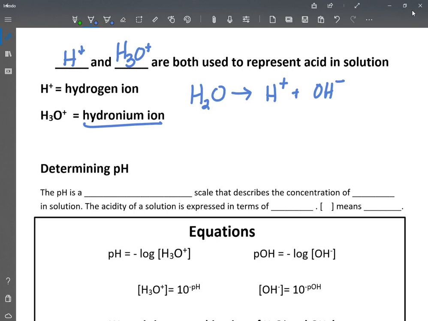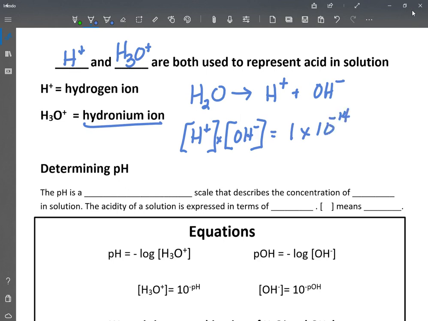Okay? They're going to be equal. And that's going to help us with our discussion of determining pH. All right? If we know the hydronium ion concentration and we know the hydroxide ion concentration, the two of those multiplied together comes out to be 1 times 10 to the negative 14th.